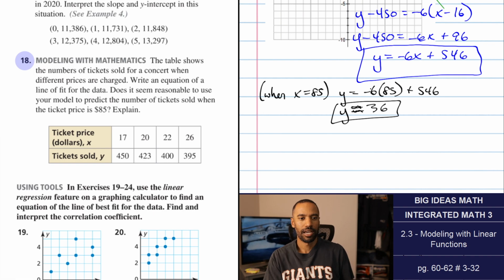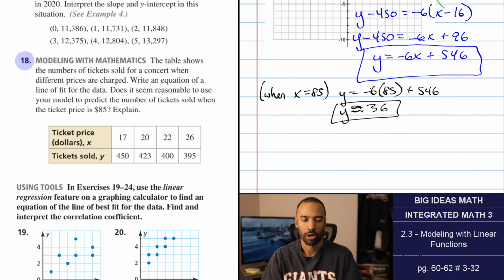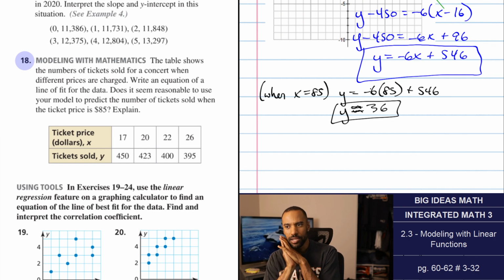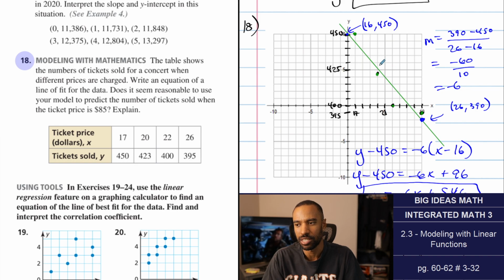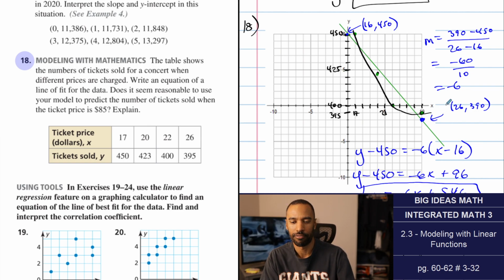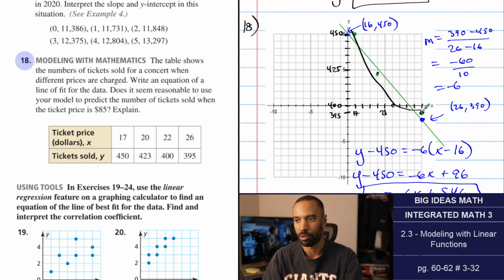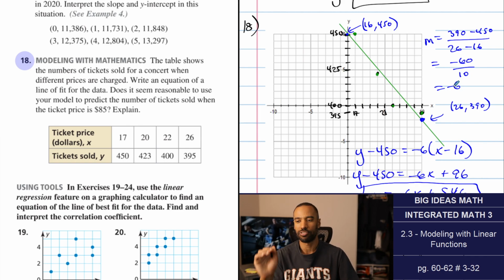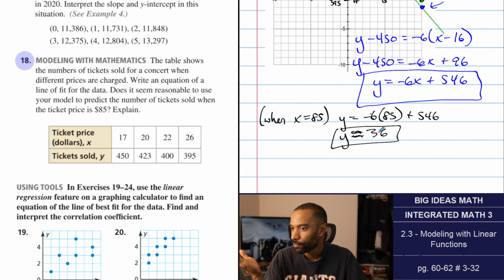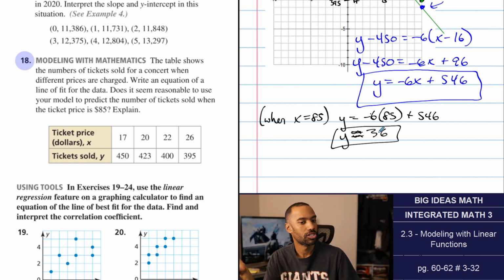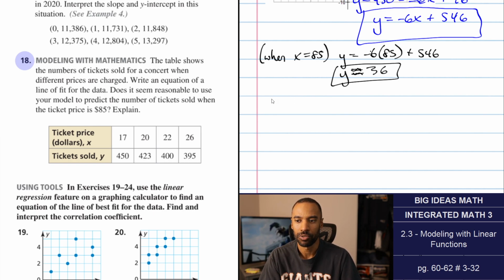Now, it said, does it seem reasonable to use your model to predict number of tickets sold? I said no before because I said this didn't seem very linear. You know what? It's not that it doesn't seem linear. It's that the sample size, I feel like from these four, I can just draw a curve out. My concern was it was going to be plateauing out this way, but maybe it's just not enough data points. The next concern was when I calculated this, I would get a negative number. But now that I think about it, having less people for a higher ticket price seems like it could be reasonable. It's not a negative value.